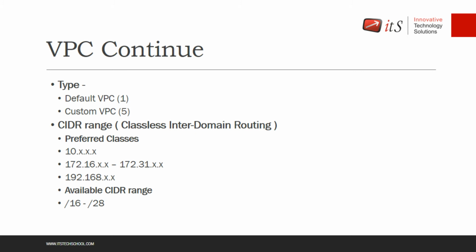If you want to use any other IP address, you can also use that other IP address range, but this is the standard range for private IP addressing. That's why this is preferred. Then the available CIDR value is from /16 to /28. So the maximum you can go to is /16 and the minimum you can have is /28, right? And while creating a VPC, you have to select a number between this, right?